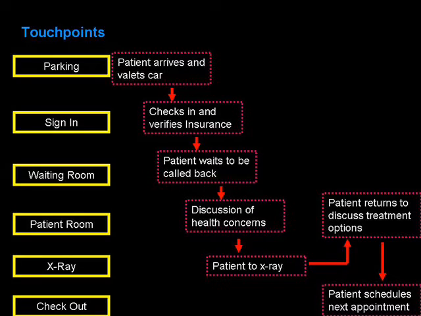Here is what the completed care experience flow map should look like. As you can see, along the left side are all the identified touch points experienced by the patient and family. They are parking, sign-in, waiting room, patient room, x-ray, and checkout. Along the right side are the activities and caregivers the patient and family encounter at the various touch points. Even if you didn't observe all of these firsthand, you can gather this information by speaking with the patient and family.